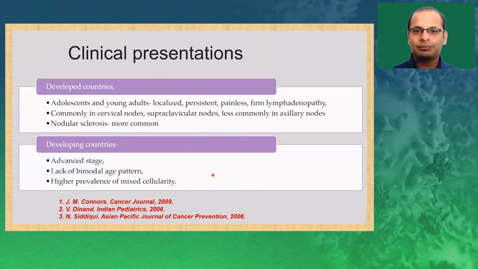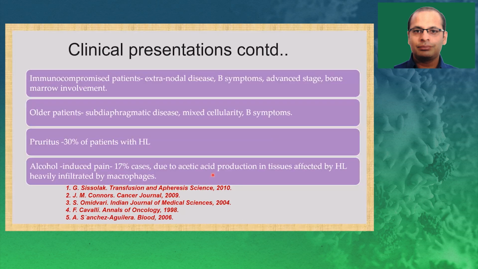In the developed countries, it mostly presents as cervical or supraclavicular lymphadenopathy. Other nodes are less commonly involved. Nodular sclerosis is the predominant subtype. In the developing countries, more commonly it's the mixed cellularity type. There is no bimodal peak; the incidence peaks in the adolescent group and stays uniform after that. More commonly, patients present with advanced stages. In immunocompromised patients, like those with HIV/AIDS or as part of PTLD, patients present more commonly with extranodal disease, B symptoms, advanced stage, and bone marrow involvement. The elderly population again present with subdiaphragmatic disease, mixed cellularity subtype, and B symptoms.